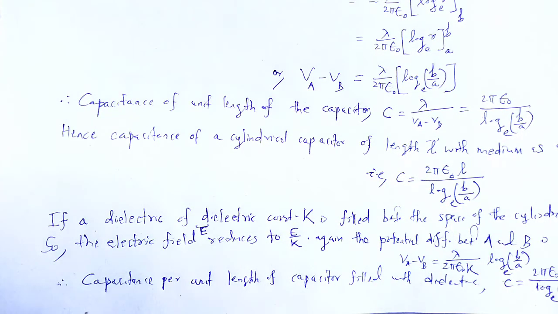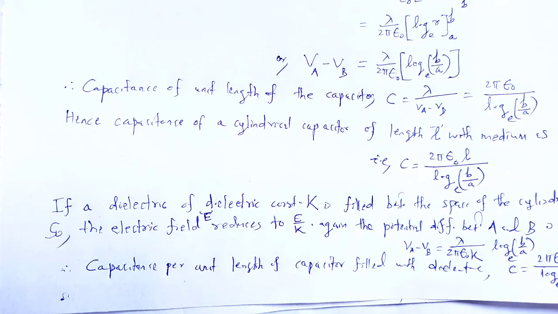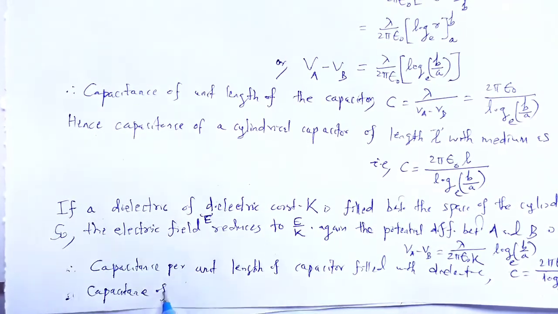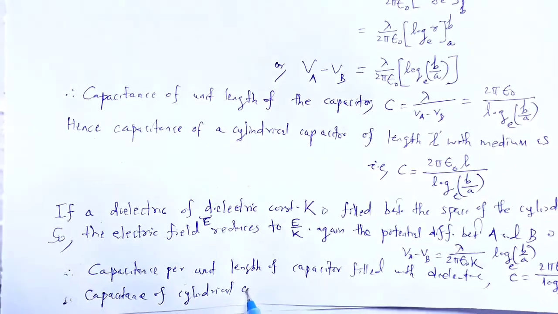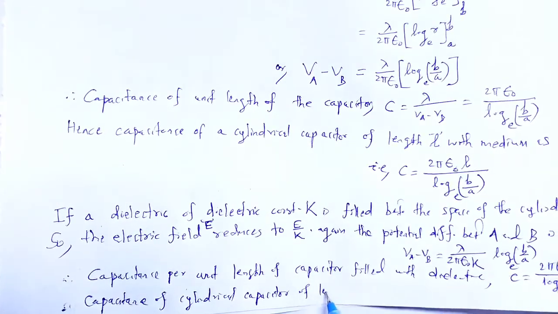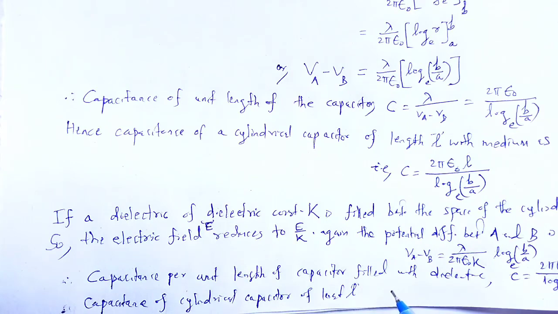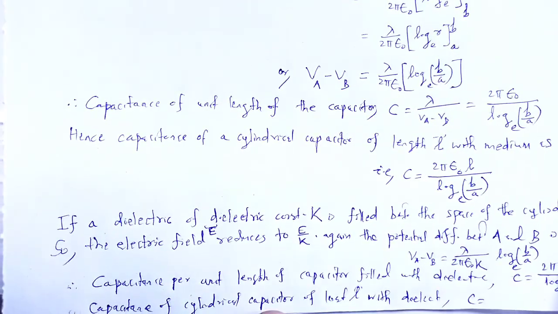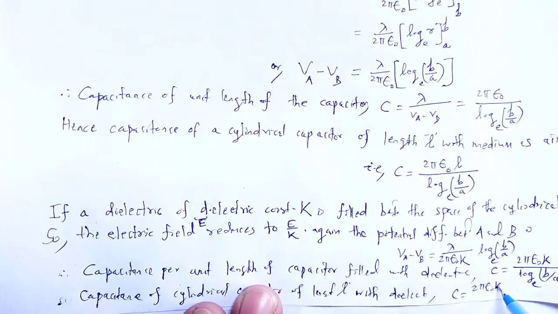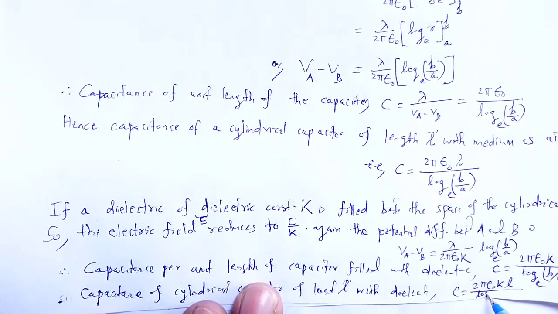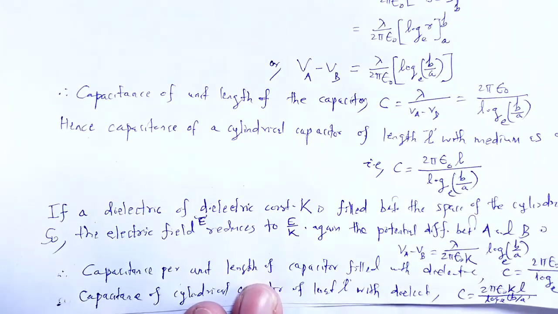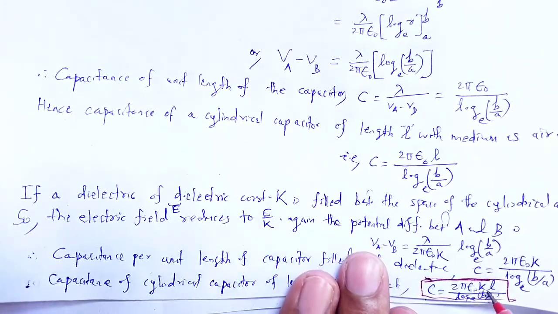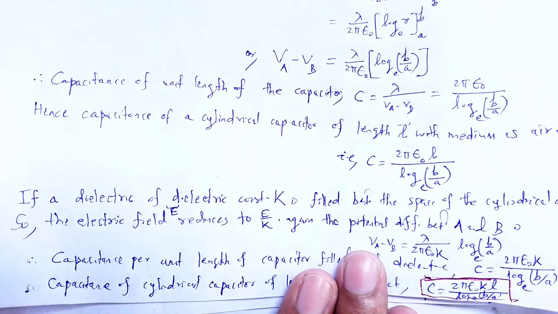Then the capacitance of a cylindrical capacitor of length L with dielectric: we just multiply by L, so C is equal to 2 pi epsilon naught K L divided by log B by A base e. That is the required expression, 2 pi epsilon naught K L divided by log of B by A base e.